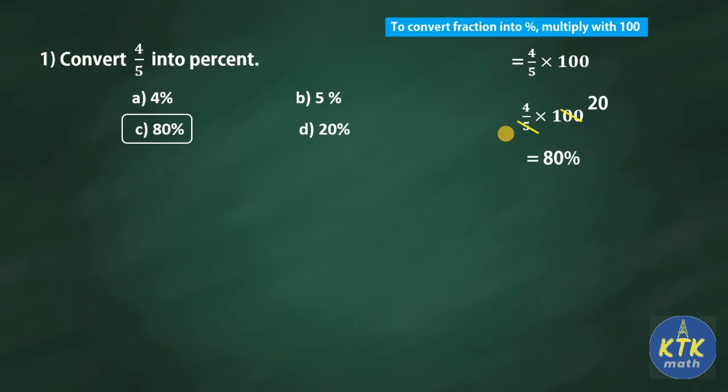So the first question is very simple. Here we are converting a fraction into percentage. To do that, multiply the fraction with 100, you will get the answer. But be careful with your cancellations. We'll move on to the second question.